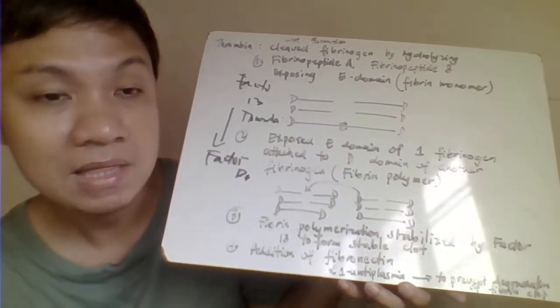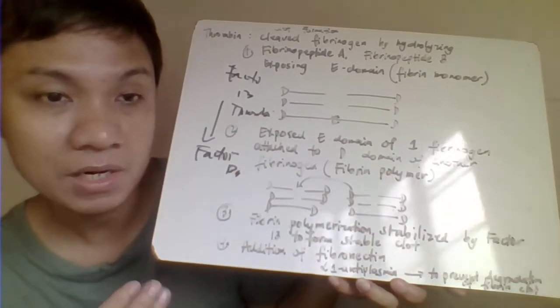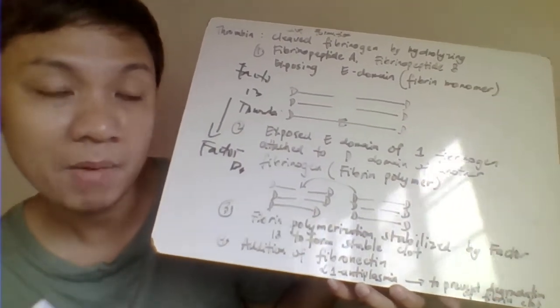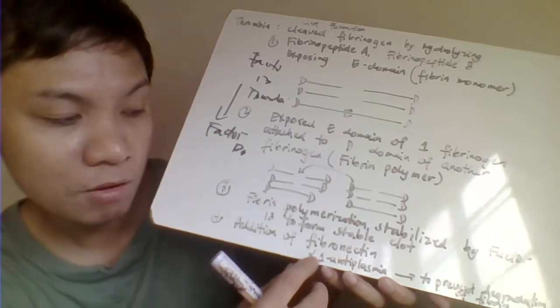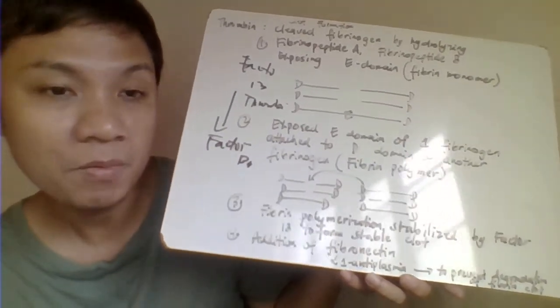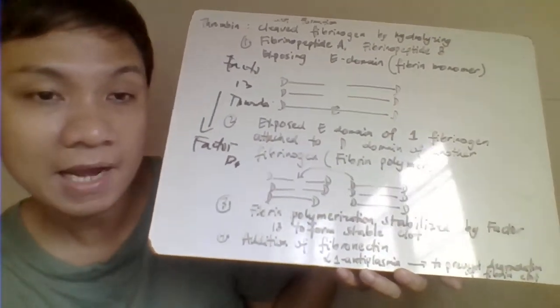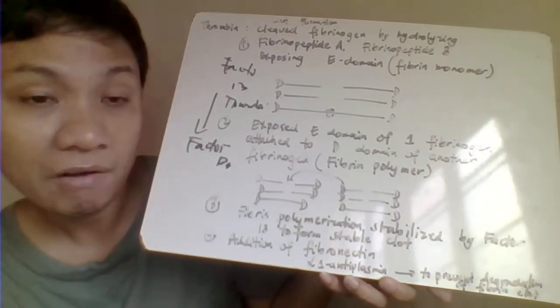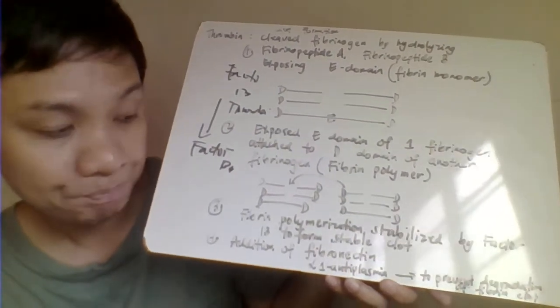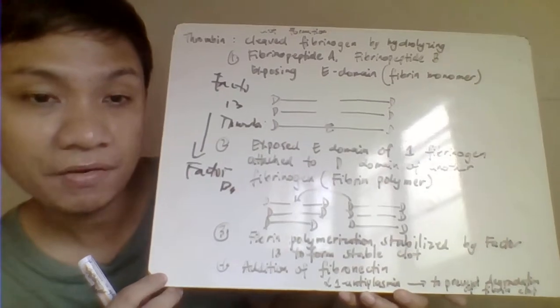But, for the meantime, since nagpa-form ka pa ng stable clot, para mag-stop ang bleeding, kailangan mo muna nito alpha-2 antiplasmin to be incorporated in your stabilized fibrin clot, after the action of your factor 13, plus also the addition of your fibronectin.